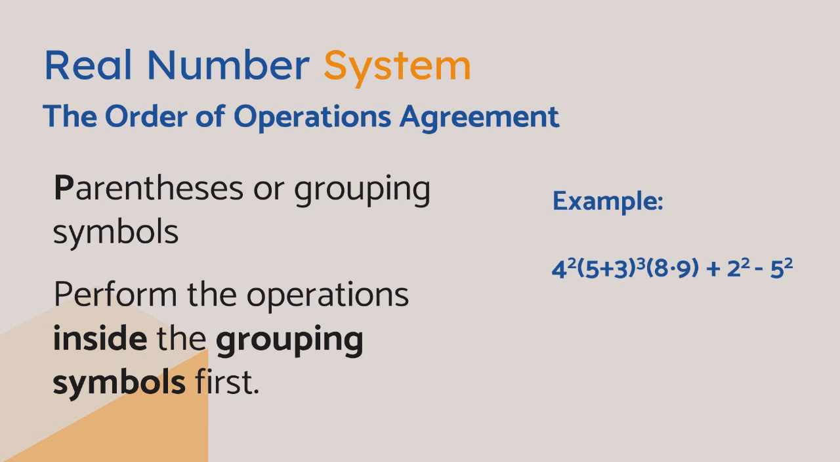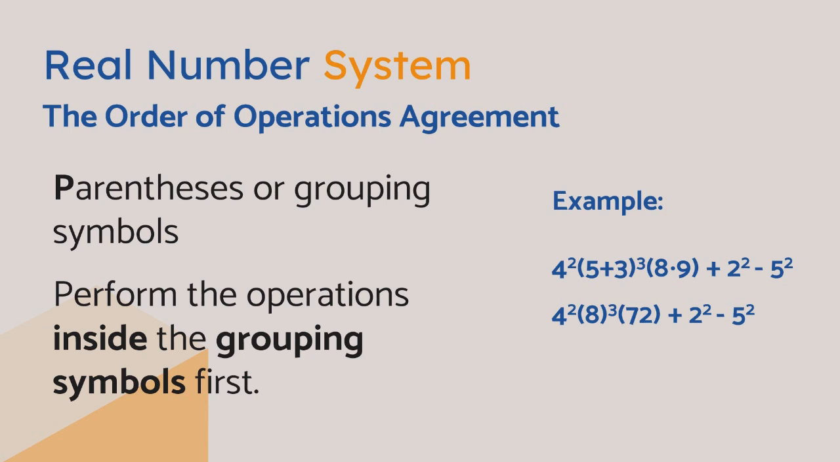So we need to deal with those two first before we proceed. Adding 5 with 3 gives us 8. 8 times 9 gives us 72. So rewriting, we have 4 squared times the quantity 8 cubed times 72 plus 2 squared minus 5 squared.